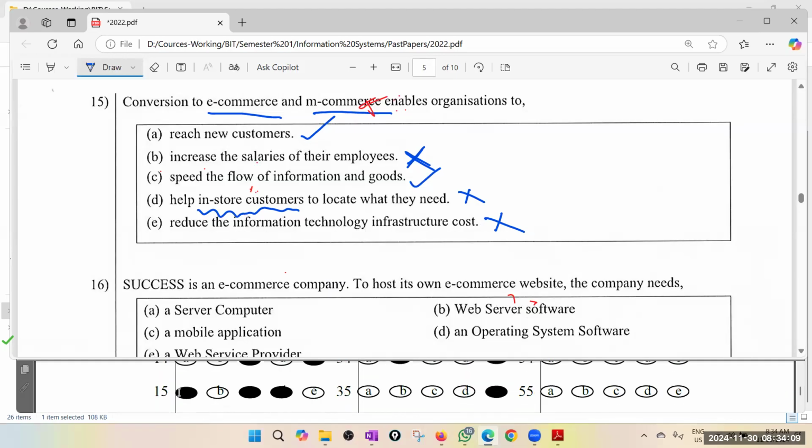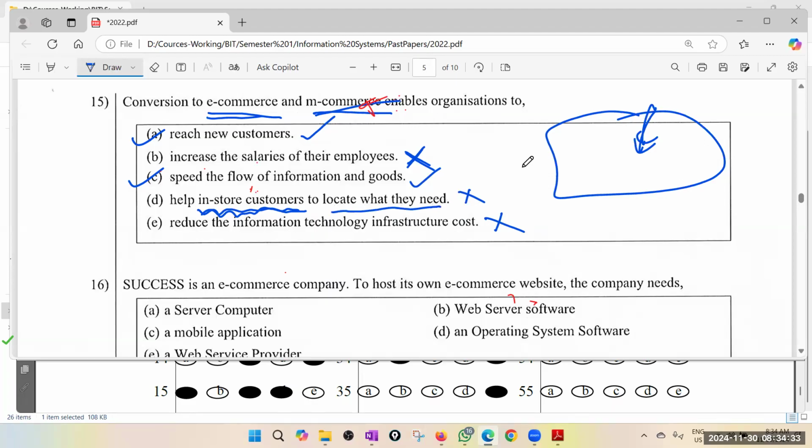Right. So the examiner has taken A and C. At the same time, the examiner has taken D also. I don't know why. It's a debatable answer. But anyway, the examiner has taken A and C. But the examiner has taken help in-store customers. In-store customers means that the customer is inside. So then why do you need e-commerce and m-commerce? Because this guy is already inside.